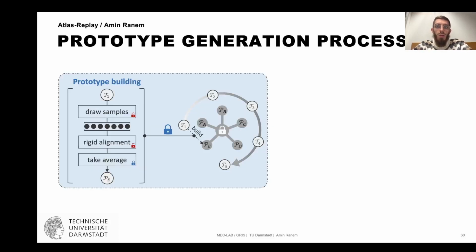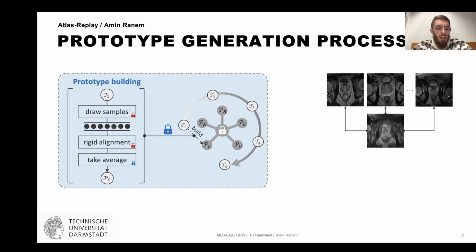Now, when it comes to the prototype generation process, let's say we have a data set which was acquired without endorectal coil and we want to generate a prototype out of this. What we then actually do is select a set of images, let's say 7 images. We perform a rigid alignment between those images and take the average.